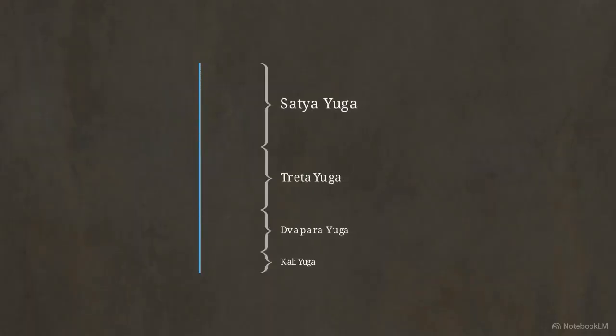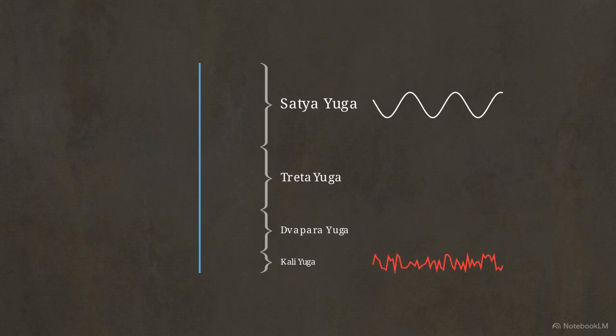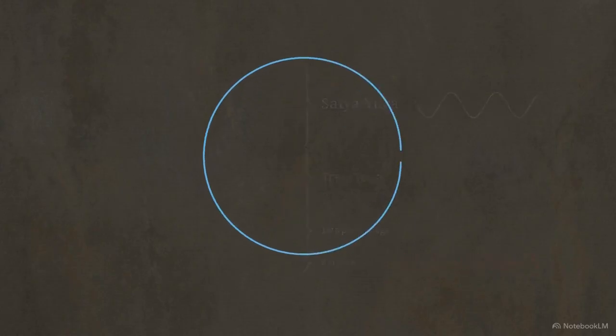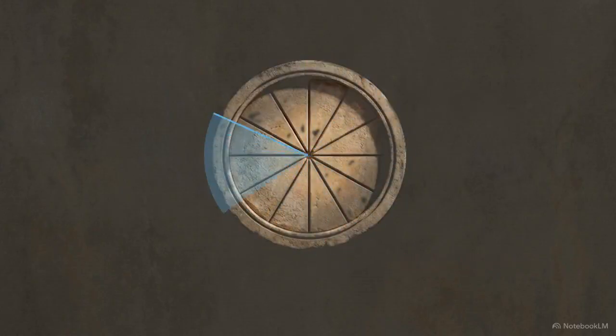We can map the 4 yuga cycles of time directly onto the pillar's anatomy. The wide, stable nodes represent high-frequency ages of consciousness, while the narrowest necks mirror the density and constriction of the Kali Yuga, or the Dark Age.